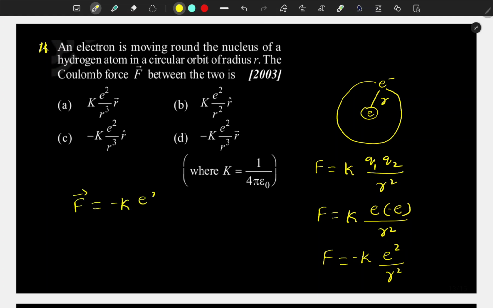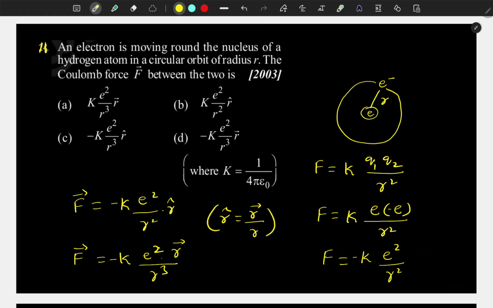Minus K E square by r square into r cap. So this option is also not there, or you can also write it as minus K E square into r cap, which is given by r vector divided by r, into r squared will become r cube. Correct, since r cap is given by r vector divided by r, that is a unit vector. So that's why option D is correct.